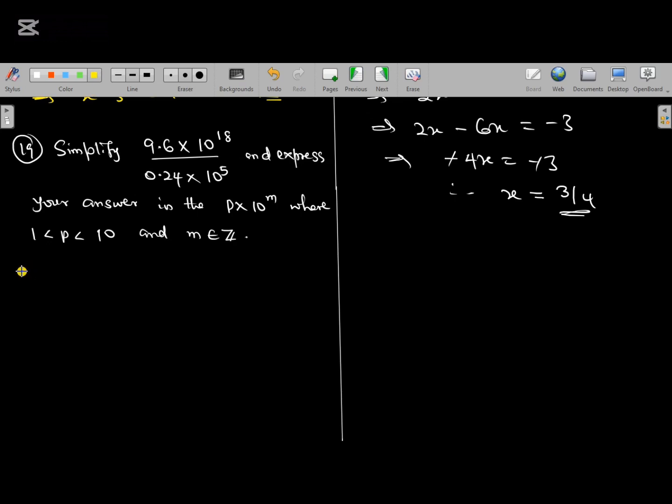Problem 19, we are moving. It says that we are to simplify what we have here and then get our answer in this form where p is between 1 and 10 and m is an integer. Okay, so this is just multiplication and division in standard form. But of course, you know, standard form is just an offshoot of indices, or what you can say is a baby indices. So what do you do here?